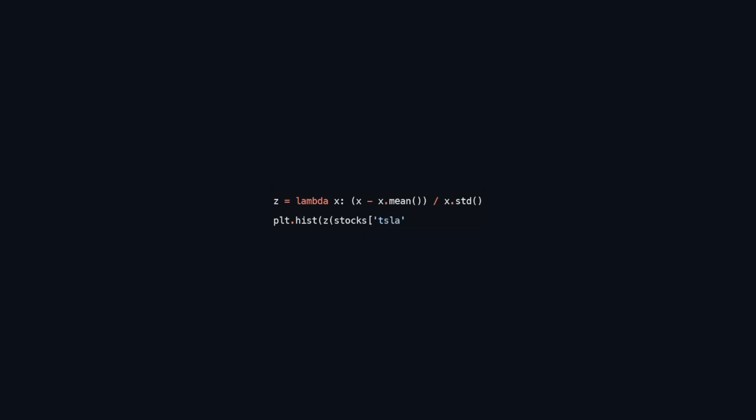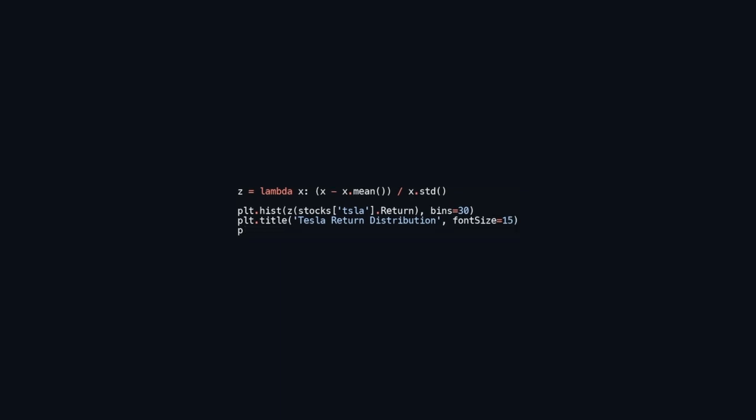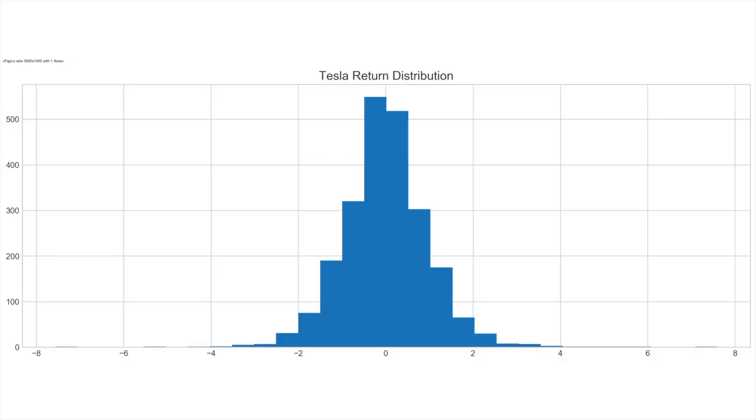The histogram generated by plt.hist visualizes the distribution of these standardized returns. With 30 bins, the histogram provides a detailed view of how the returns are distributed around the mean. The x-axis represents the standardized return values, while the y-axis indicates the frequency of occurrences for each bin. The title, Tesla Return Distribution, clearly labels the plot, making it easy to understand the context. The output histogram reveals a bell-shaped distribution, suggesting that the standardized returns are approximately normally distributed. The peak of the histogram indicates that most of the returns are clustered around the mean, with fewer occurrences of extreme returns on either side.